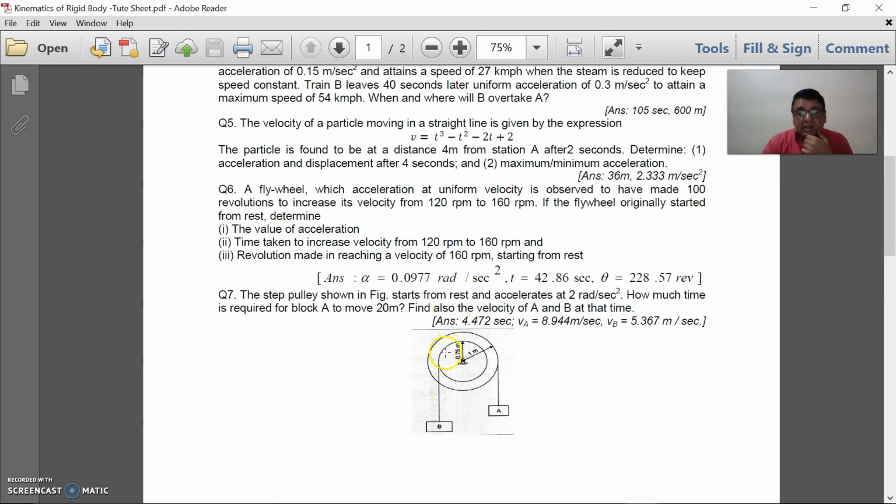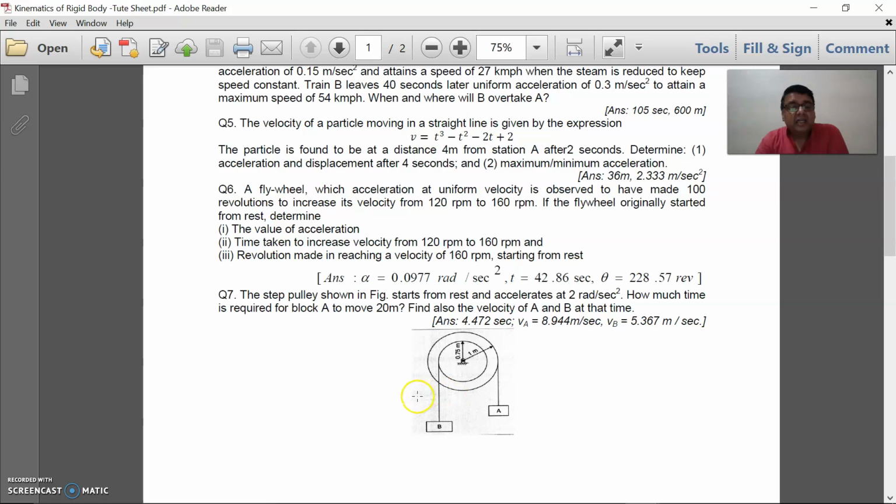See, why is it called a step pulley? Because it's one single pulley in which two pulleys of different diameter are there, right? There is one pulley with a radius of 0.75 meter, and another pulley with a radius of 1 meter. From the 0.75 radius pulley, block B is attached, and from the 1 meter one, block A is attached.